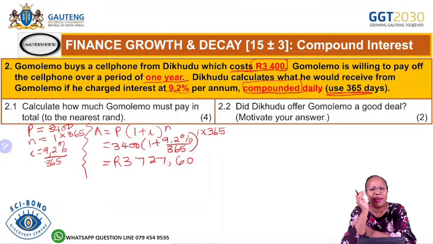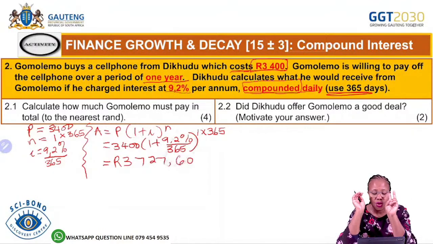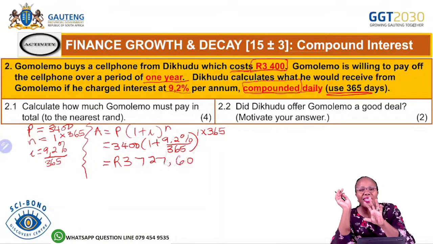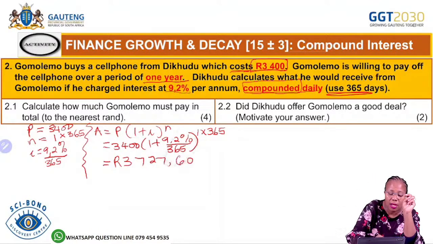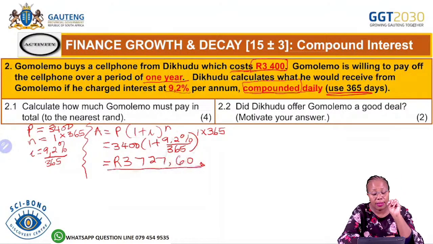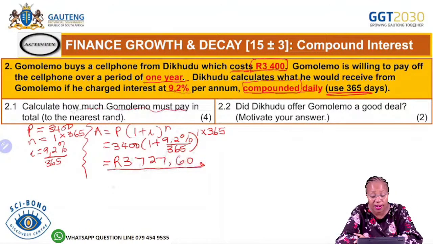There's no way you can have 129 cents. No way. So we only take 2 digits. We cannot take 605 cents. No. 2 digits after a comma. Okay? And then now always do this as your final answer there. There we are now. That is how much Khomolemo must pay. So the price is 3,400, but Khomolemo in total, because of the interest, will pay 3,727 rand 60 cents.